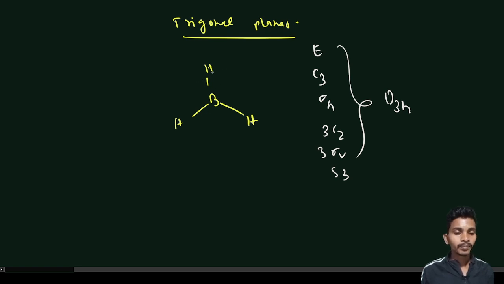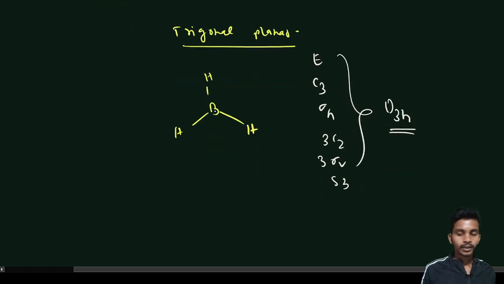is the molecular plane, since it is a planar molecule. Okay, and C3 is coming perpendicular from the board, suppose this is the molecular plane and C3 is coming in this direction, so sigma h is also there, so this point group lies in D3h point groups.